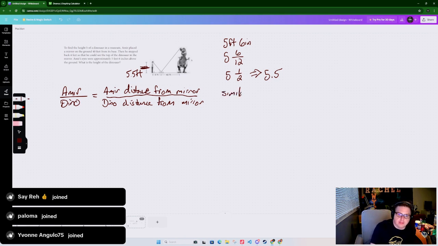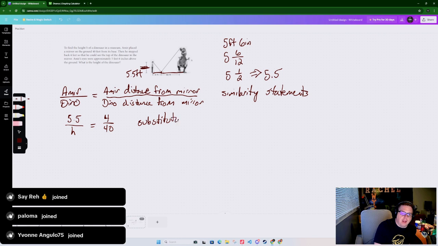So this is our similarity statement, and it really shows the teacher that you do know what you're talking about when you're making these similarity statements. You know that we're looking at this as our point, and we're going back to the 90-degree angles, then we go straight up. And that gives us our 2 similar triangles that we are setting up. So now Amir's height we know is 5.5. The dino's is what we're looking for. And then the distance from the mirror is 4 feet. And then the distance to the T-Rex is 40. And that's going to be substitution. And I am going to stop there and hope my students can finish the rest of that.